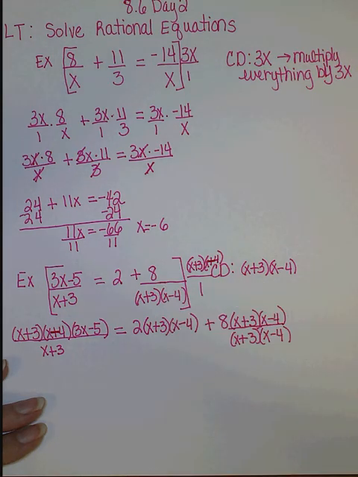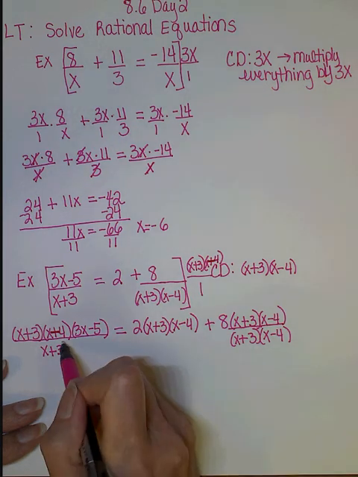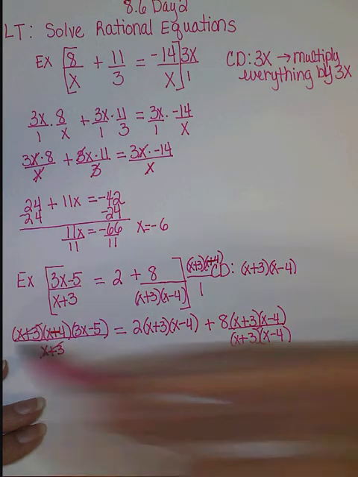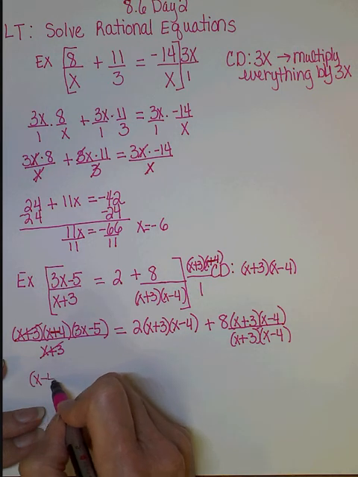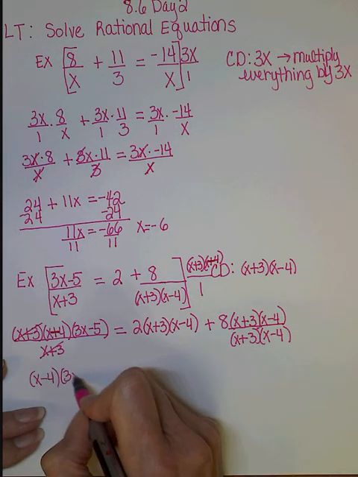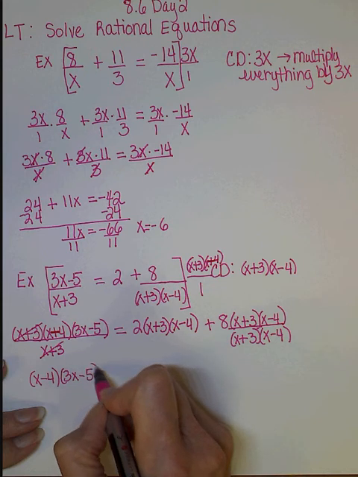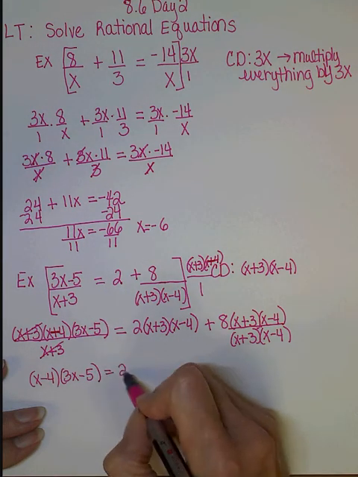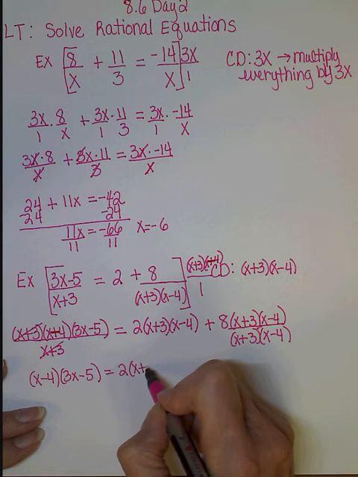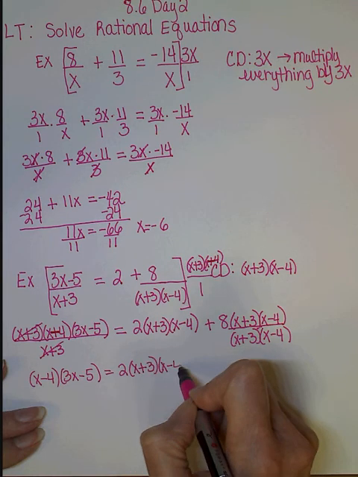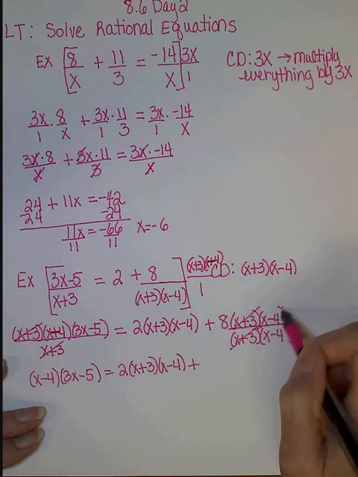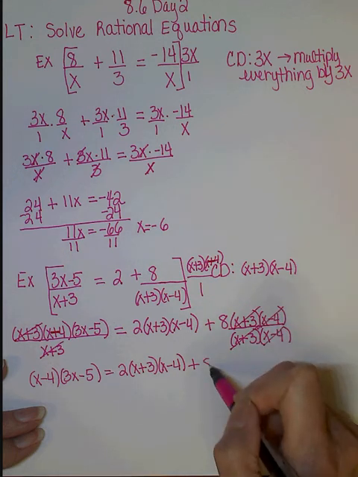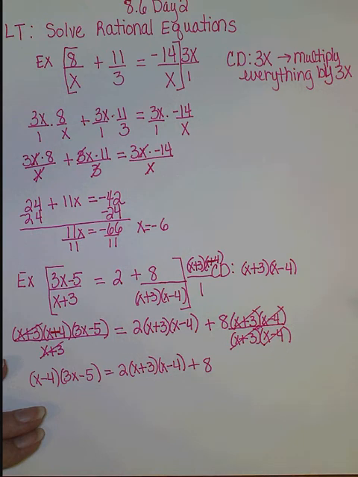So multiplying by all of that, then I'm going to reduce anything I can. So I've got x plus 3 over x plus 3, and that's 1. So I end up with x minus 4 times 3x minus 5. Then nothing happens here, so I'm just going to rewrite it. And then right here, I've got 2 over 1, so I can just reduce all that, and I'll just have 8.